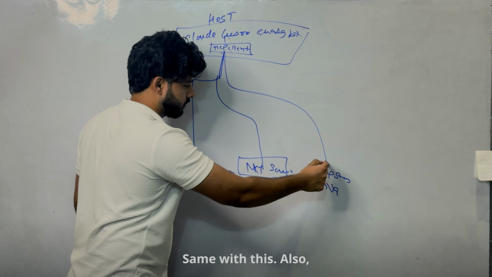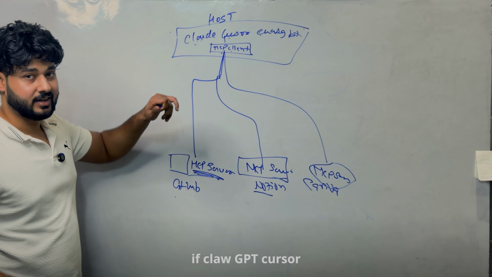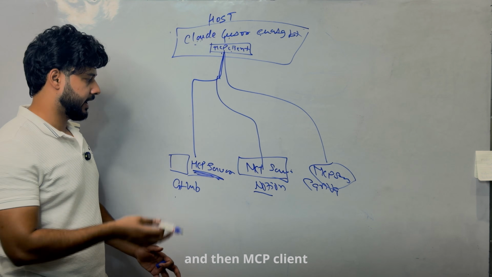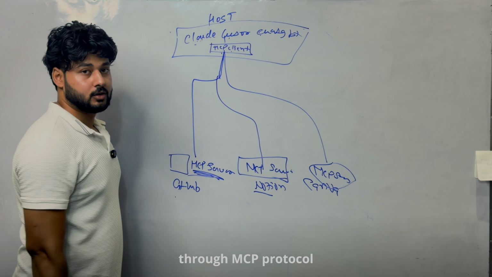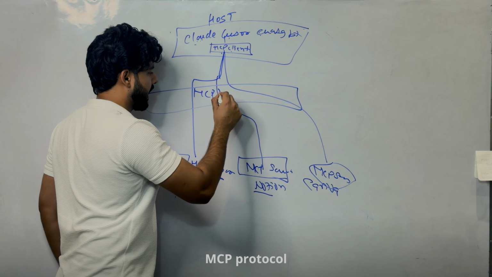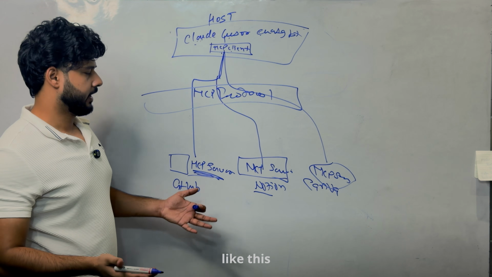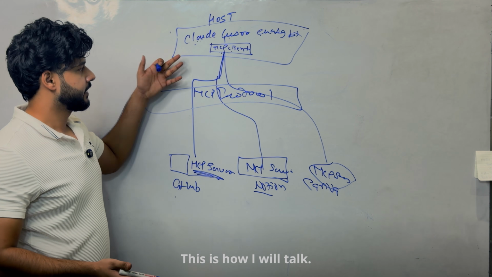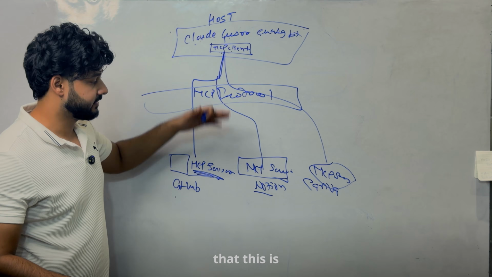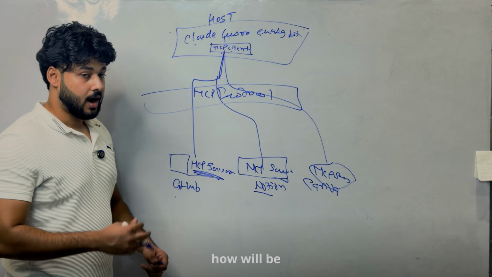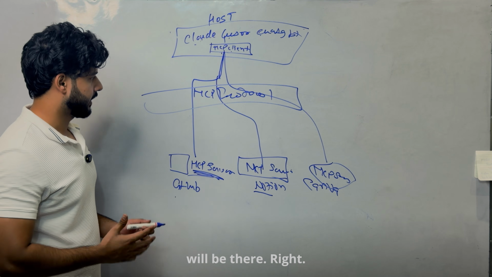Same with this also. If Claude, GPT, or Cursor need anything, they will call the MCP client, and then the MCP client will call MCP servers through the MCP protocol. MCP protocol is a normal protocol. Like, this is how you will talk, this is how I will talk. They both agree on something: this is how we will talk. Simple. Now let's understand how the request cycle will be.